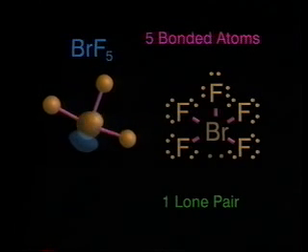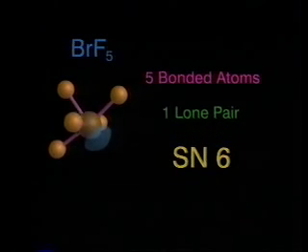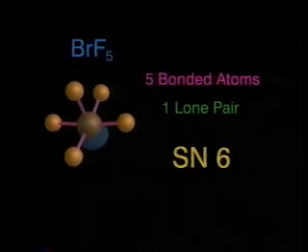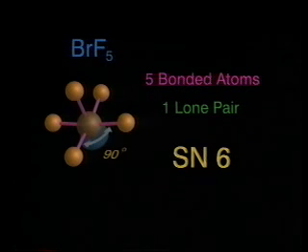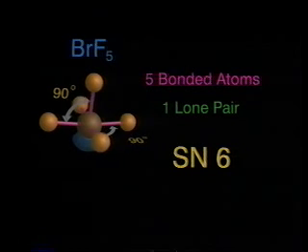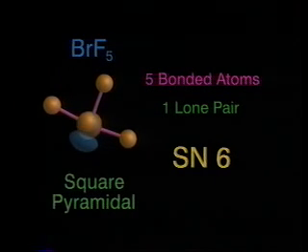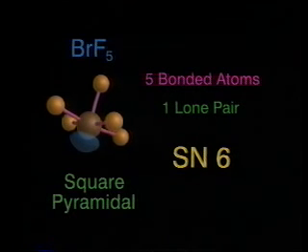In contrast, BrF5 has 5 bonded atoms and 1 lone pair for a steric number of 6. This produces an octahedral arrangement, where every angle is 90 degrees. This molecular shape is square pyramidal.